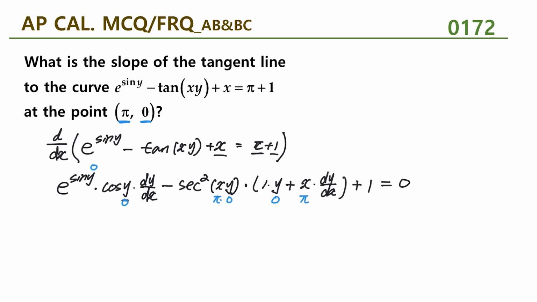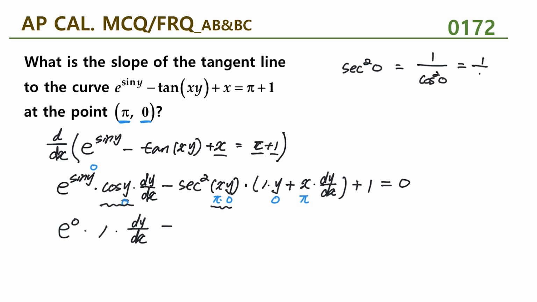So e to the sine 0, sine 0 is 0, right? Times cosine 0. Cosine 0 is equal to 1. So we have dy/dx minus, here we have secant squared of pi times 0, which is 0, right? So secant squared 0 is equal to 1 over cosine squared 0. Cosine 0 is 1, so that has to be 1, right? So 1 times, here 1 times 0, that's a 0, so I'm not going to write it.